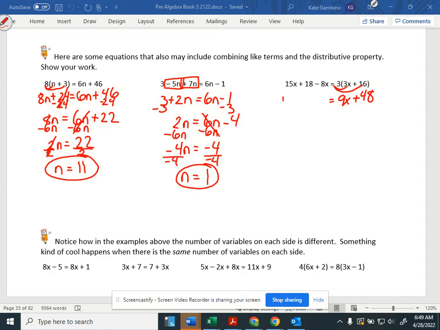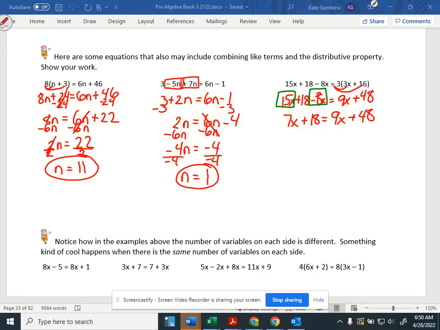So then this side of my equal sign, I'm going to carry down as the same. And I'm going to say, all right, let's combine our like terms that are on the same side of the equal sign. I see there's a positive 15x and a minus 8x. So 15 minus 8 gives me 7x plus that 18 equals 9x plus 48.